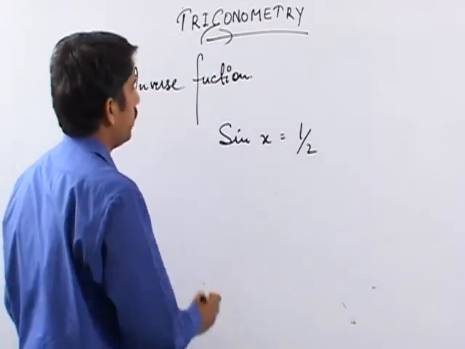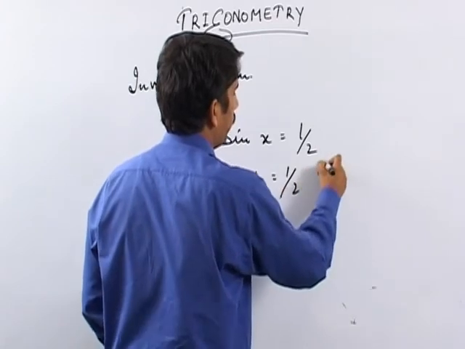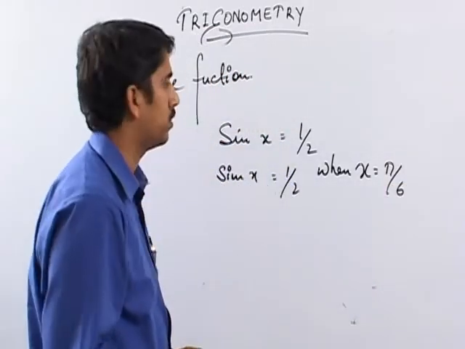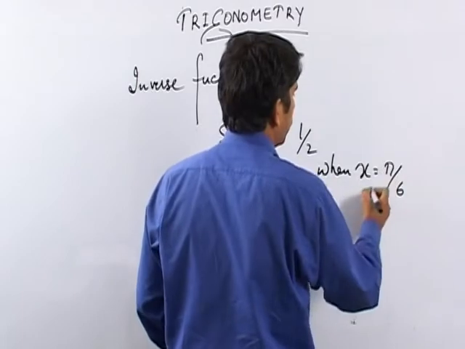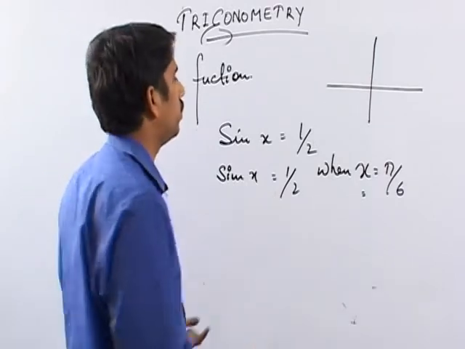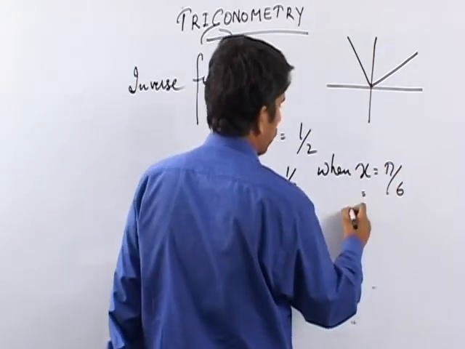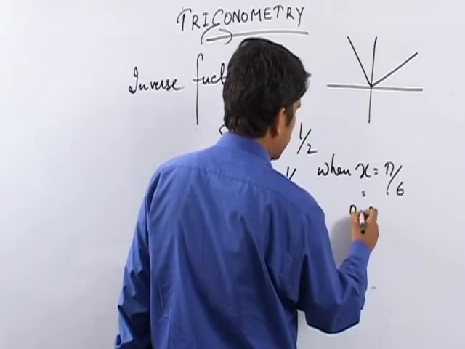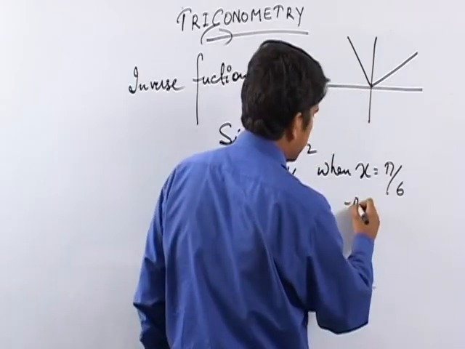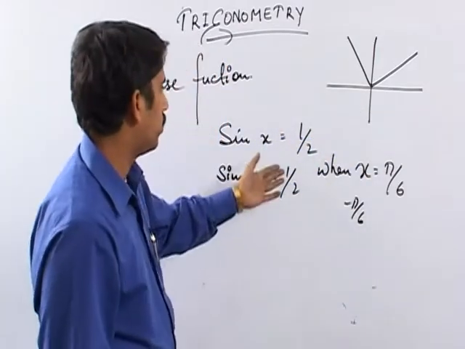Now, we know that sine x will be equal to 1 by 2 when x is equal to pi by 6, or we can say that the value of sine x will be 1 by 2 at this pi by 6, and if we add pi plus pi by 6. Sorry, this is minus pi by 6. Or you can say in each quadrant we can find the value 1 by 2.